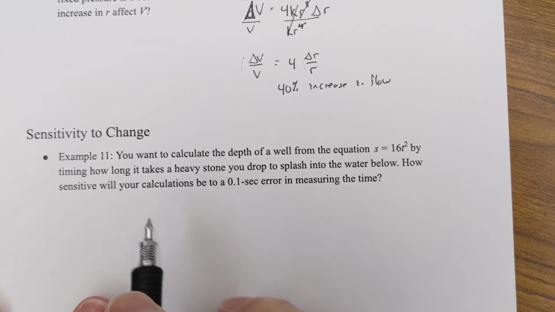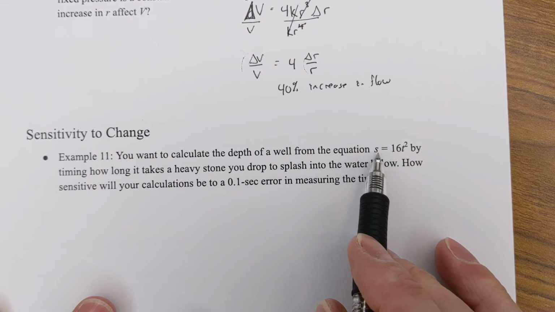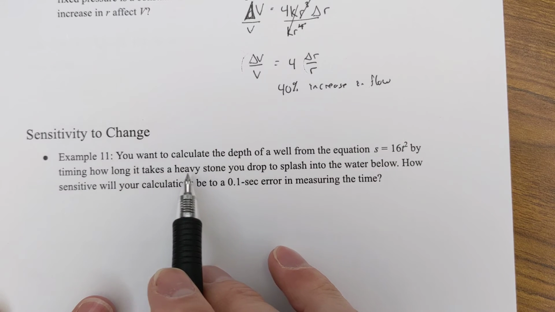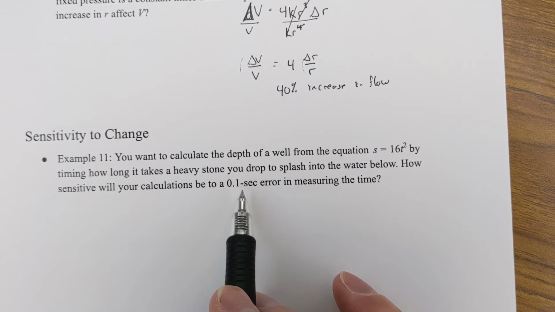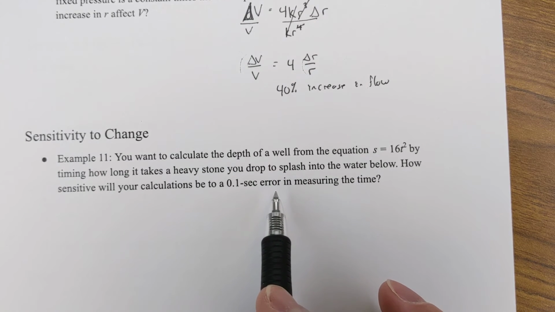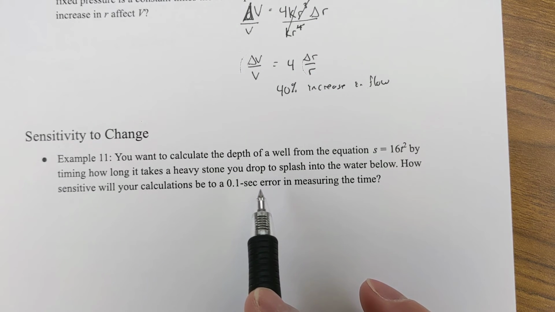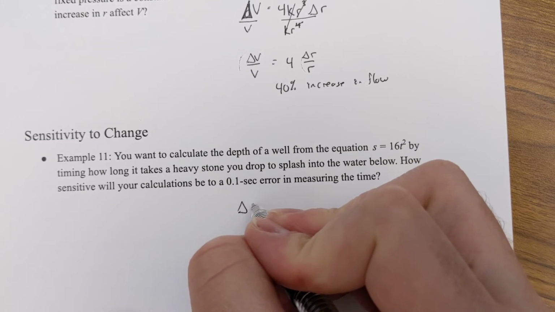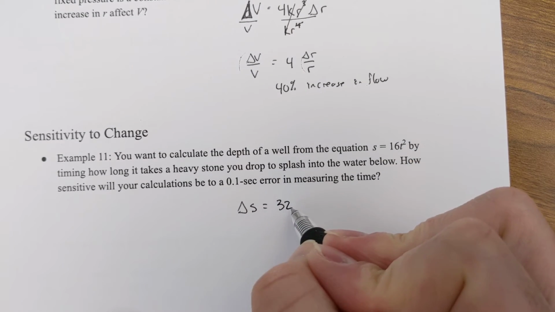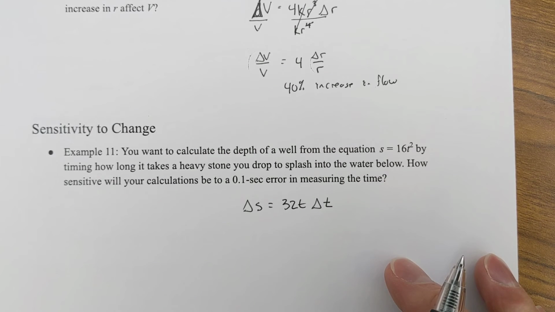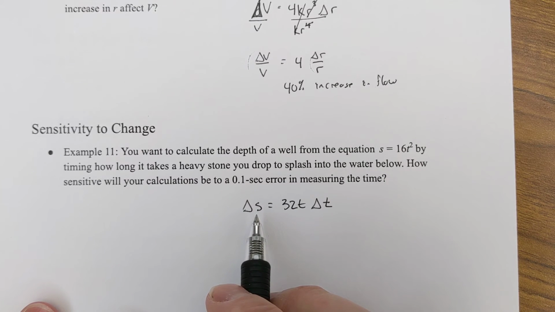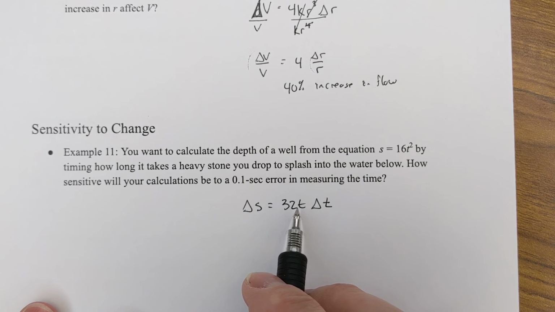Okay, sensitivity of change. You want to calculate the depth of a well from the equation S equals 16 t squared by timing how long it takes a heavy stone to drop and splash in the water below. How sensitive will your calculations be to a 0.1 second error in measuring the time? So delta S is equal to 32 t delta t. Okay, so the issue here is it depends on how much time has passed.